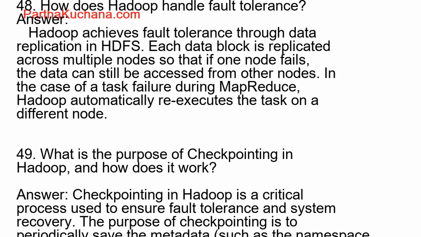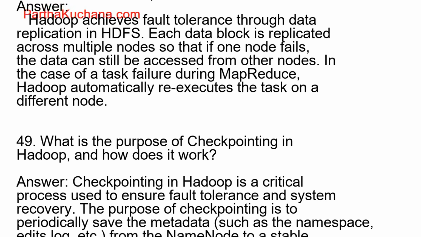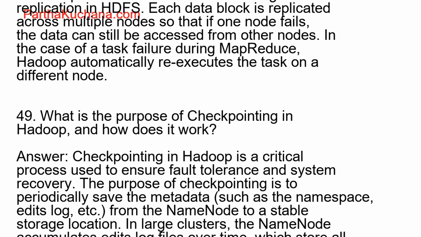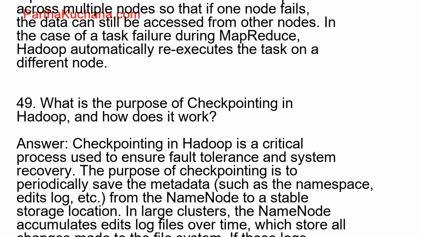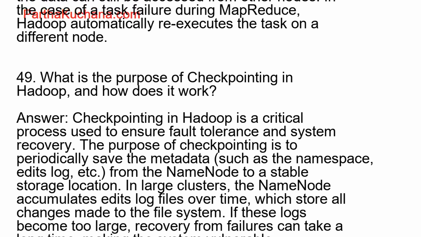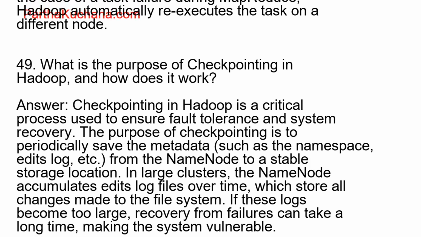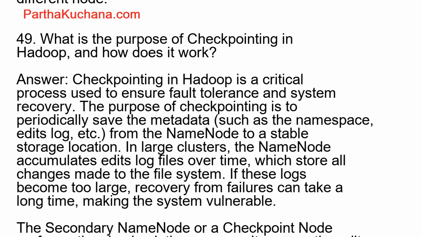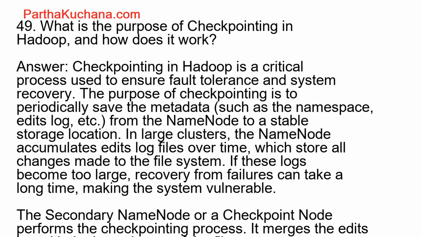50. What is the use of Apache Flume in the Hadoop ecosystem? Answer. Apache Flume is a distributed system used to collect, aggregate, and transfer large amounts of log data into Hadoop. It is designed to efficiently move data from various sources to HDFS or HBase for further analysis, making it an essential component for streaming log data into Hadoop clusters.